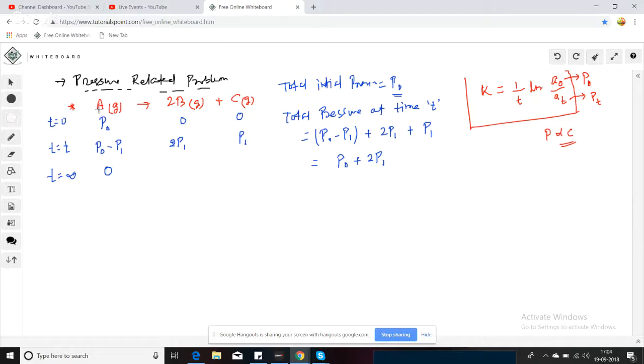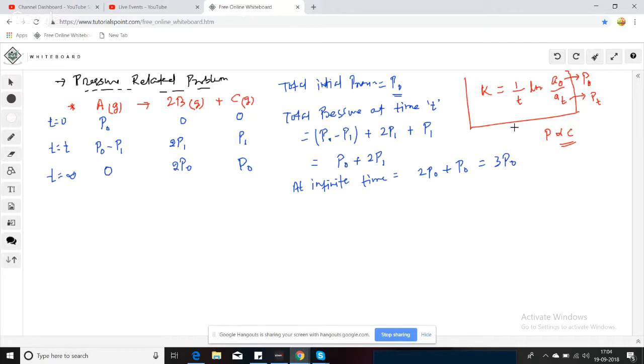Okay, so all this A converted into B. So here we get 2 P naught, and this P naught gives P naught here. So the total pressure at infinite time is 2 P naught plus P naught. A is 0, so we write 3 P naught. Is it clear? Now this is what you have to calculate.